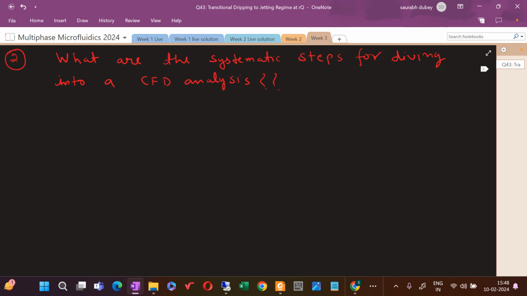Actually, one was the momentum equation and another was the mass balance. So definitely they are the ones that will be solved. But how will you look at the problem? First, what you have to do.